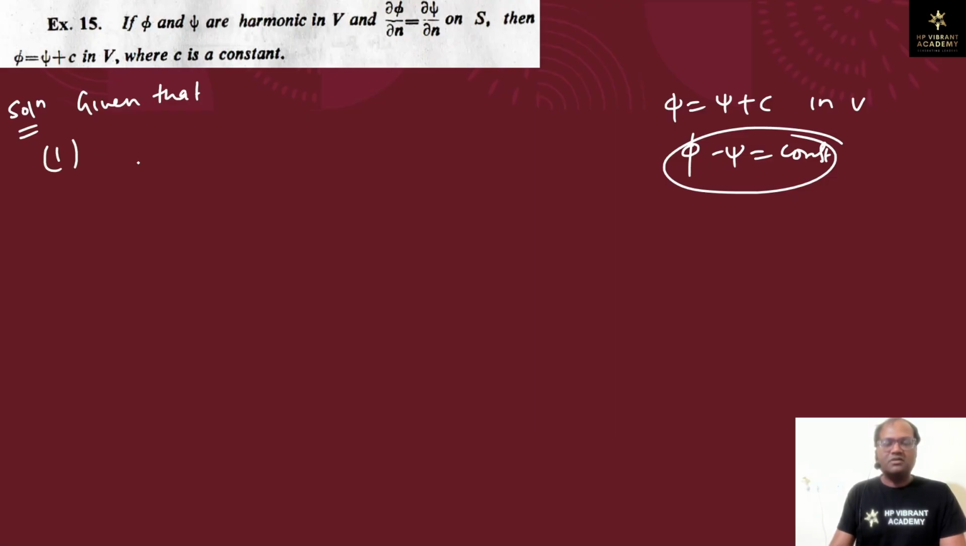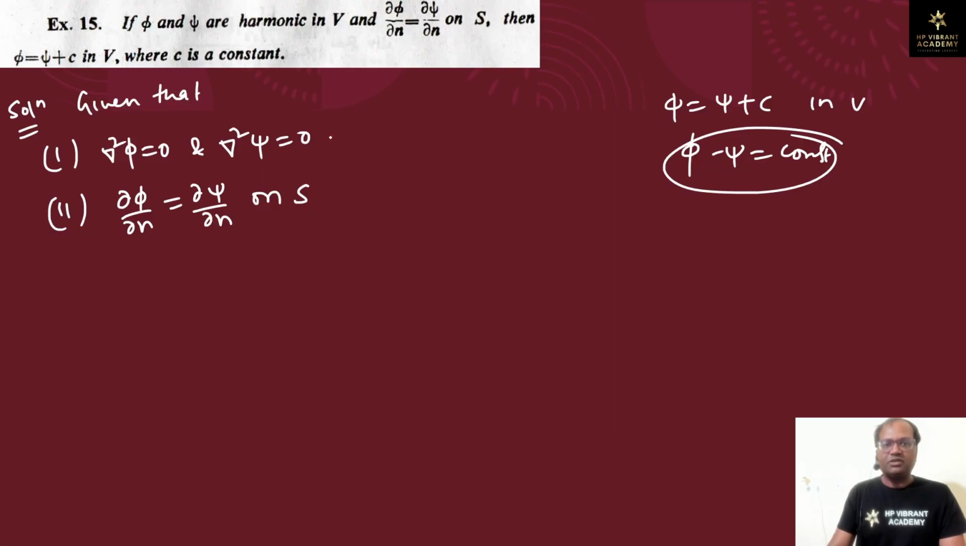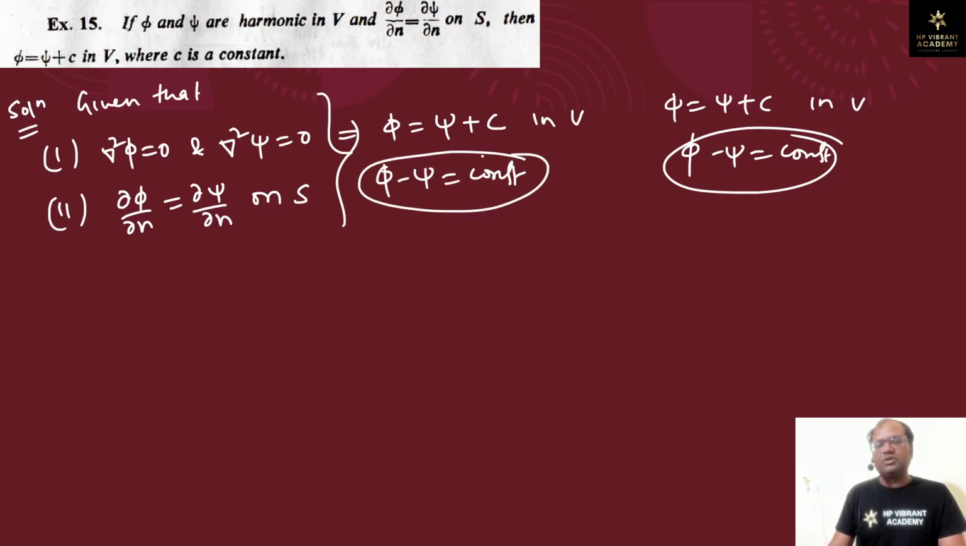First is phi and psi are harmonic in V. This means del square phi is equal to 0 and del square psi is equal to 0. Secondly, we have del phi upon del n is equal to del psi upon del n on S. Okay, so based on these conditions, we have to show that phi is equal to psi plus C in V, that is phi minus psi is equal to constant. Okay, this we have to show.